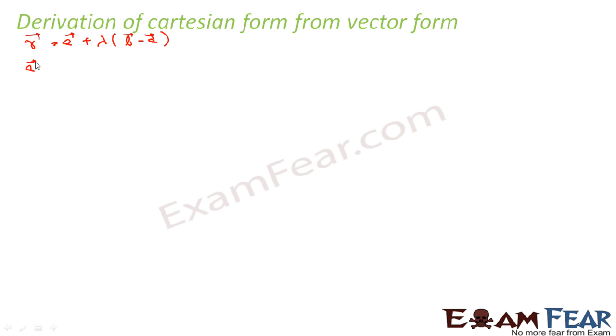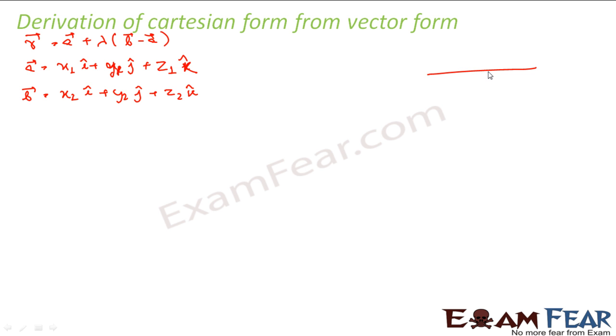Let's assume the a vector is x1 i + y1 j + z1 k, and the b vector will be some point x2 i + y2 j + z2 k. Why am I taking it this way? Because if I have this line and I'm taking two points, (x1, y1, z1) and (x2, y2, z2), and this is my variable point (x, y, z). These are known points, and this is an unknown point (x, y, z). So this is a vector, and let's suppose this is the b vector.